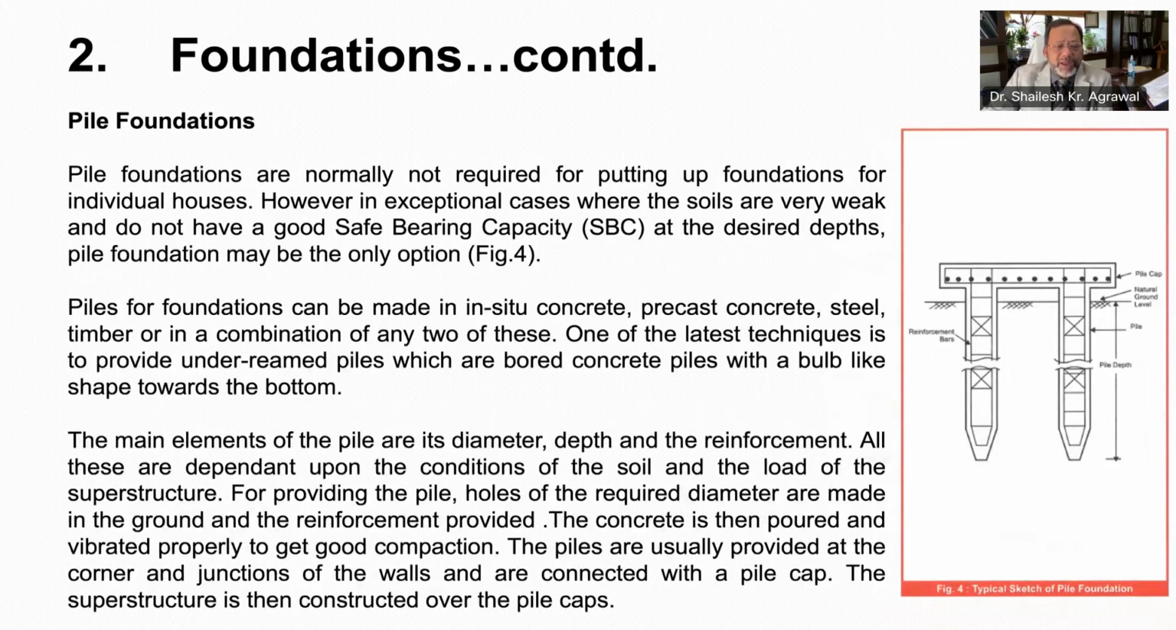Next is pile foundation, which is shown in this figure. Normally for individual houses, these are not provided. However, where soil is weak or we have waterlogged sites, pile foundation may be the only option. Piles for foundation can either be cast in situ or precast with steel or timber or in combination. The shape of pile is normally circular. Nowadays, under-ream piles are also being provided, which are bored concrete piles with bulb-like shape towards the bottom.